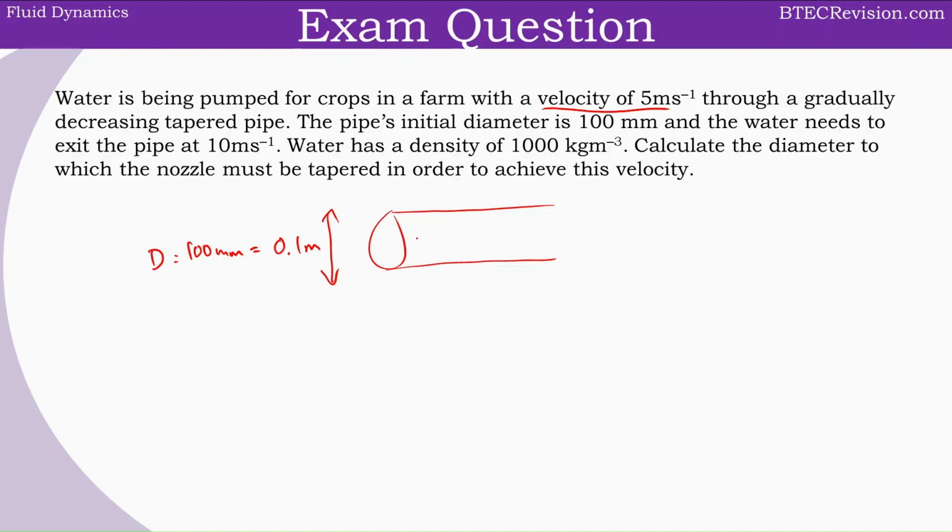So we can draw that. So that's 5 meters per second. And so it needs to exit, and it's gradually decreasing like that. And the exit velocity needs to be 10 meters per second. So the question is, how much should the diameter be?